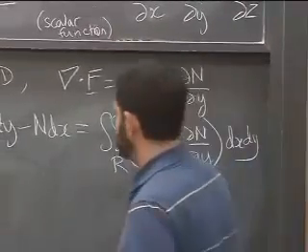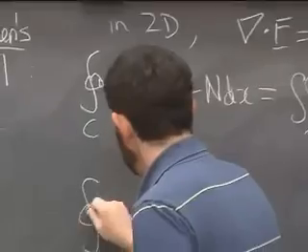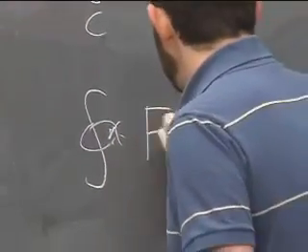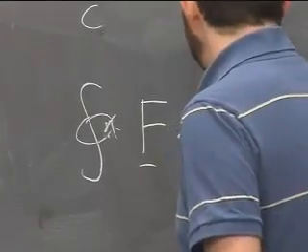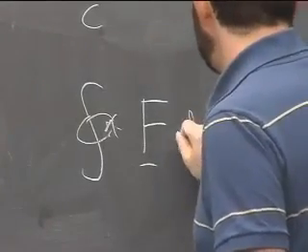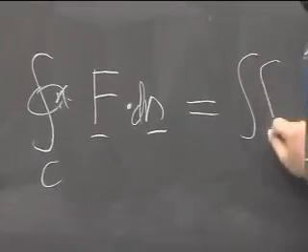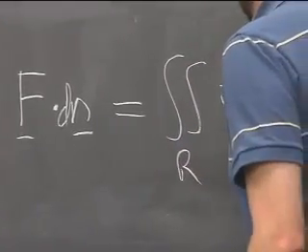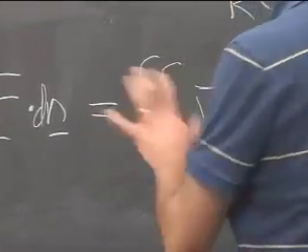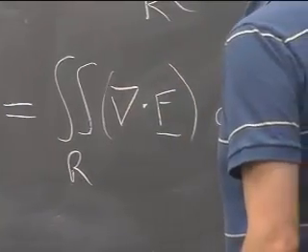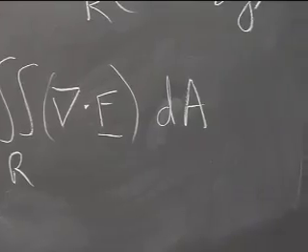Or more formally, without the components, without the M and N, F dot dn, the line integral, is equal to the integral of the divergence of F. And you don't need to muck around with the k component here. It's the divergence of F dA. So this is version 1.